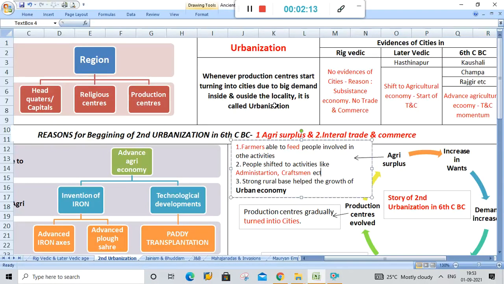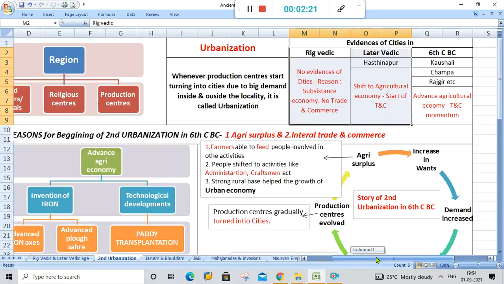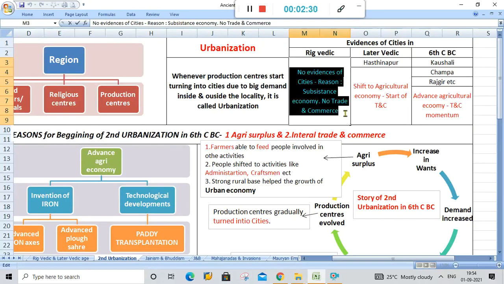There are majorly 12 Mahajanpadas. This urbanization took place after the later Vedic age. What is the proof that this urbanization took place only after the Rigvedic and later Vedic ages? In the Rigvedic period there are no evidences of cities. Reason? It was a subsistence economy.